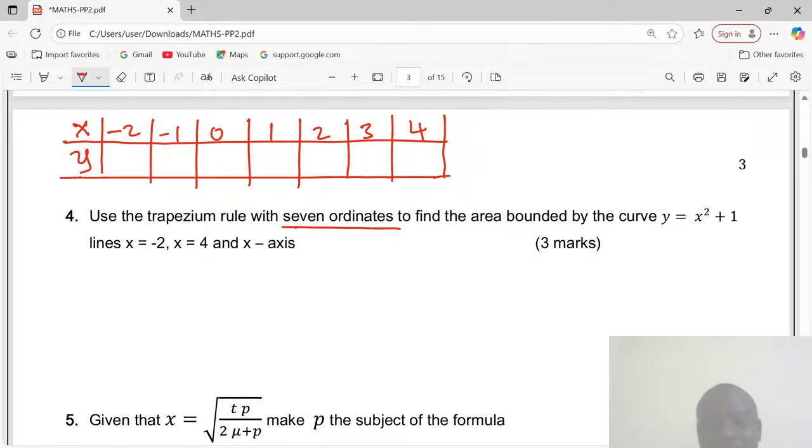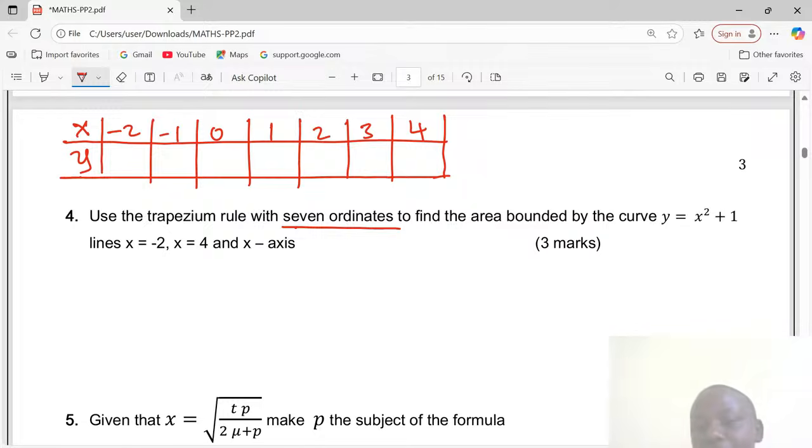So in a case whereby, for example, you are told to use 14 ordinates, that means when you use a 1 unit interval for the values of x, you shall not achieve 14 ordinates. In such a case, you introduce the half interval. From -2, you go to -1.5 before -1, then -0.5 before 0, then 0.5 before 1. So you introduce the 0.5 interval. But for this case, when you use a complete unit interval, we are actualizing our 7 ordinates according to the demand by the examiner.